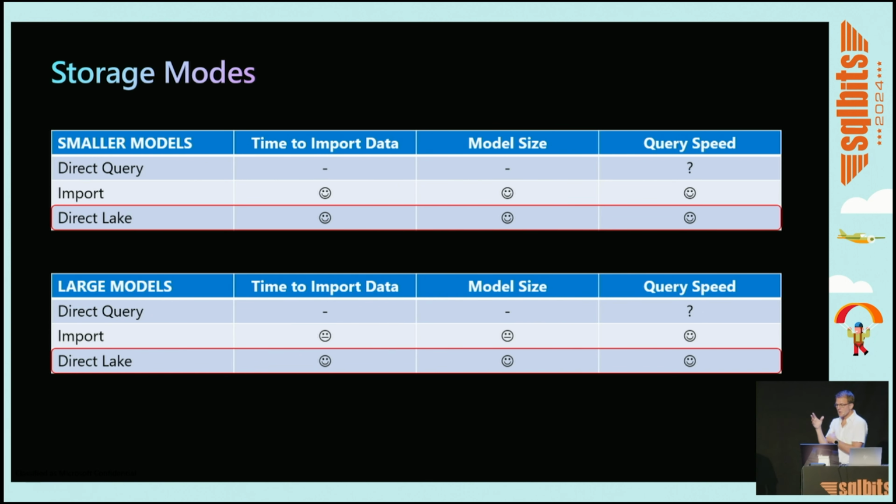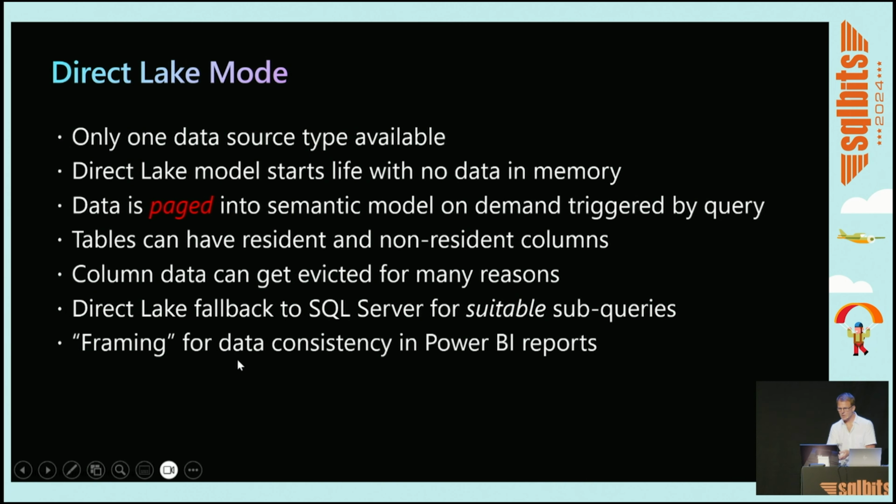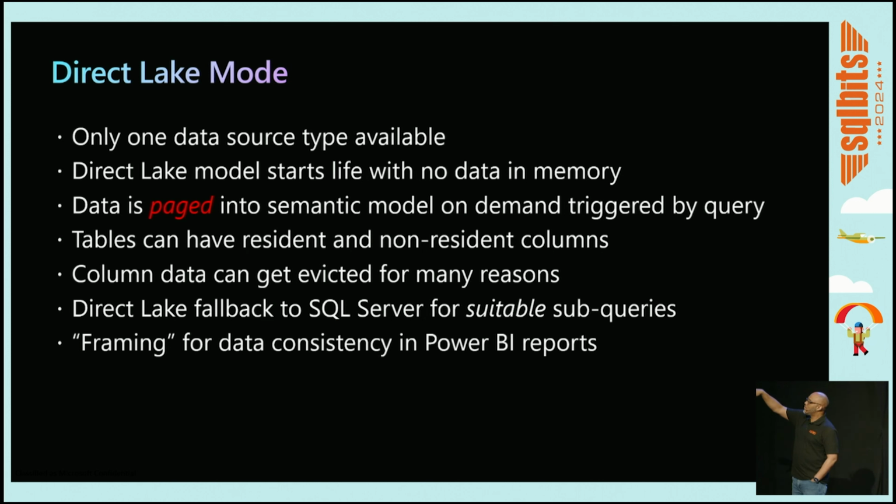Okay. Because one of the neat things that Direct Lake enables is column-specific paging. And in fact, I'm going to jump to the next slide. There we go. So the third line, and we talked about this yesterday. A couple of people asked this question, and it only works with one source. A Direct Lake model starts its life with no data in memory. So there's no memory like an import mode. But this third bullet, right? Data is paged into the semantic model on demand, triggered by queries.